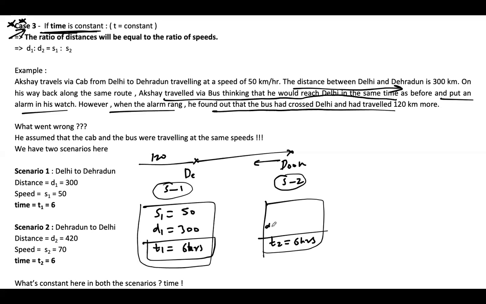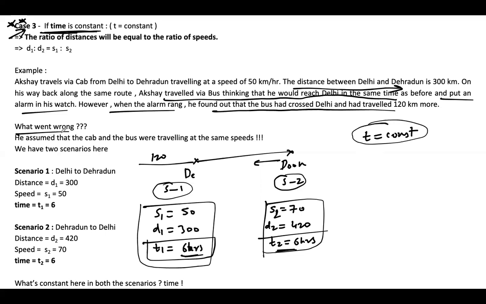What is the total distance traveled? 420. So what would be the speed? 420 upon 6, 70. In this scenario, what is constant? Time. Time is constant.